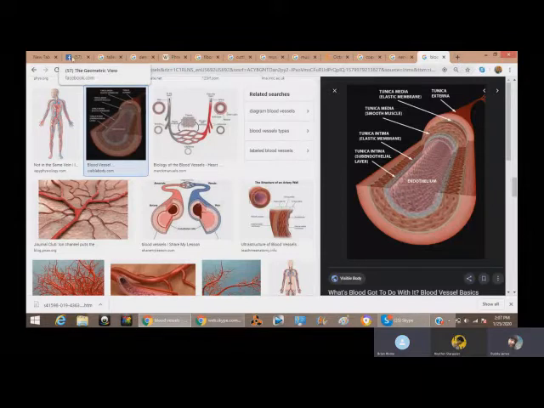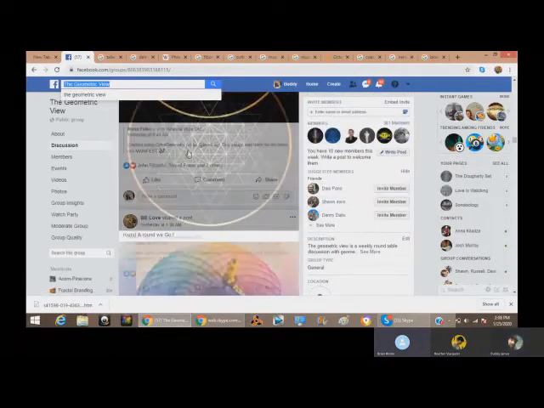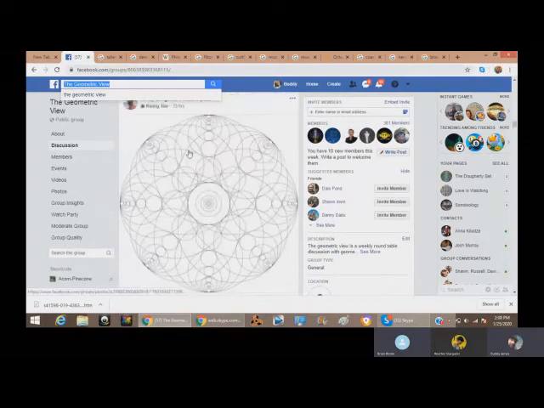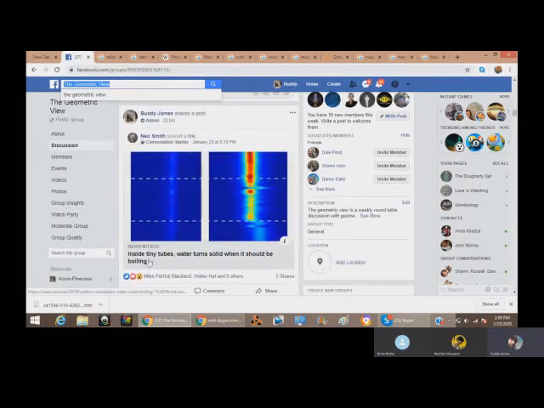And I'm gonna hop into this article here about when we push water through one-molecule-thick channels, and it causes light. Is that the one you're going to go to? It causes light to start up. It creates ice when it should be boiling. Right here, inside tiny tubes, water turns solid when it should be boiling.